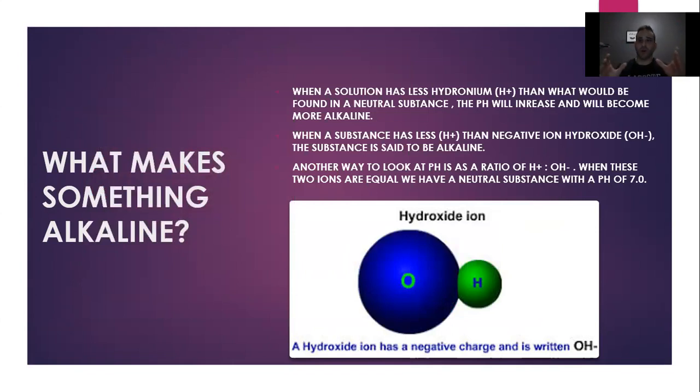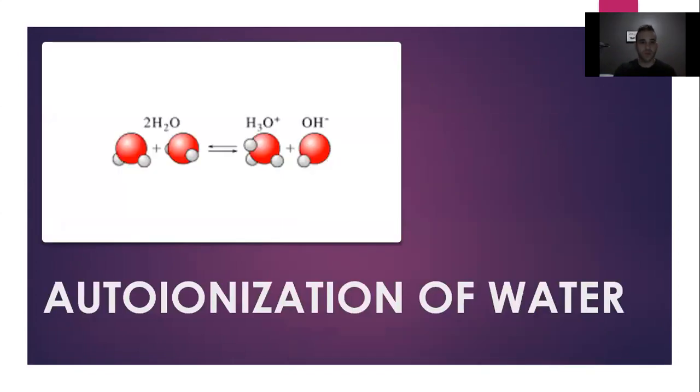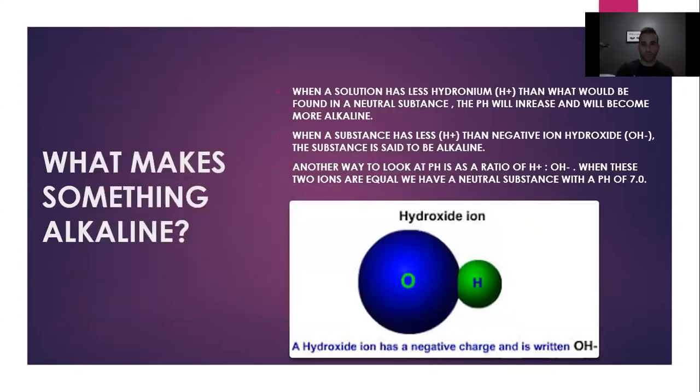So there's like a ratio going on here of H plus to OH negative. If you have more OH negative than H plus, it's alkaline. If they're equal, it's neutral. If the H plus is higher than the OH negative, okay, it's an acid. So this is what's going on. So like I said, water is not just H2O. Another way to look at pH is as a ratio of H plus to OH negative.